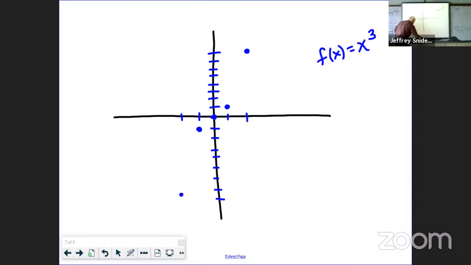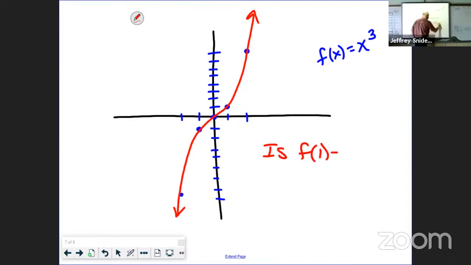So it looks like this graph is going to go like this. Okay? There's this graph. Now, my first question for you is this. Would you say that this is an even function? Does f of x equal f of negative x? In other words, is f of 1 equal to f of negative 1? Is that true? No, it's not true. F of 1 is 1 and f of negative 1 is negative 1. So we would not call this an even function.